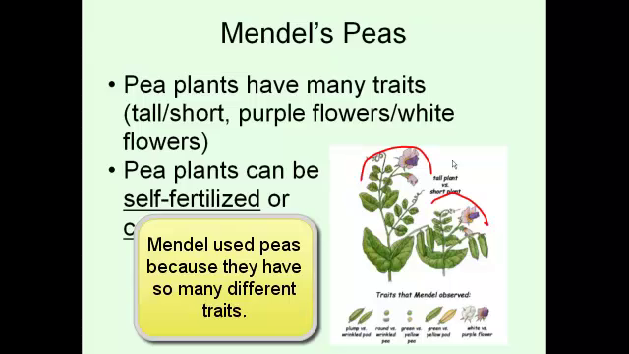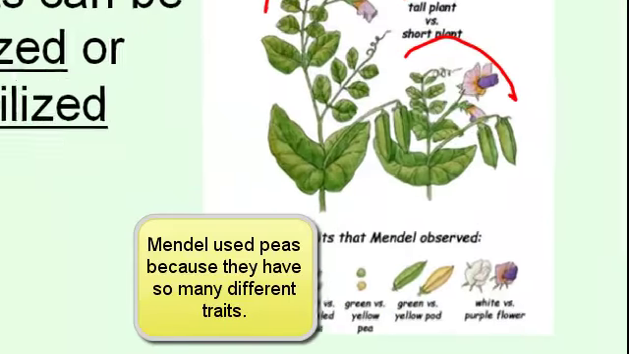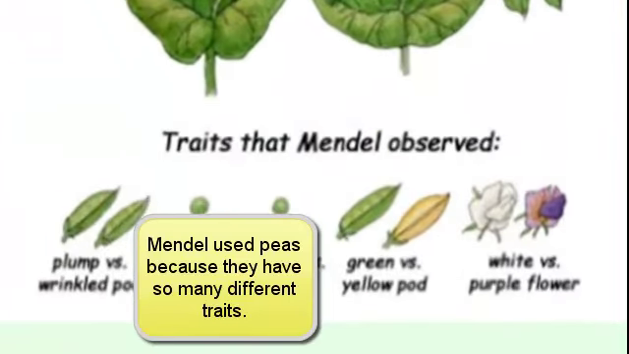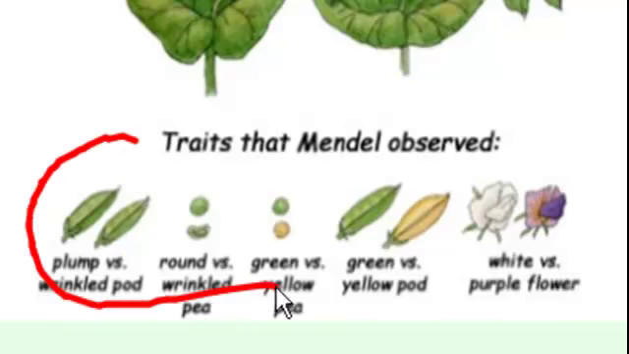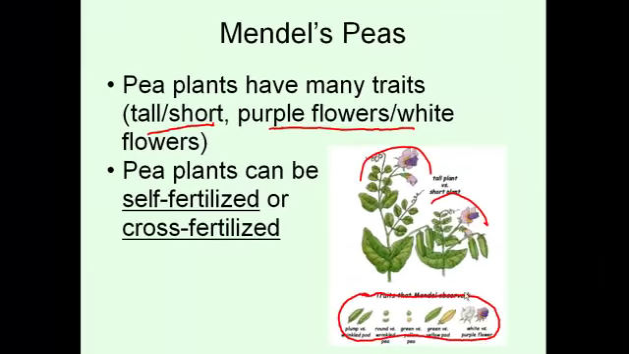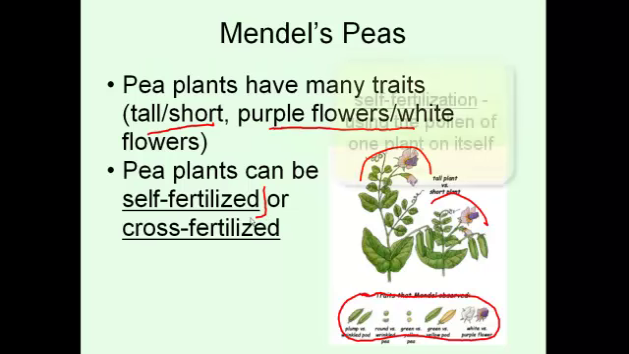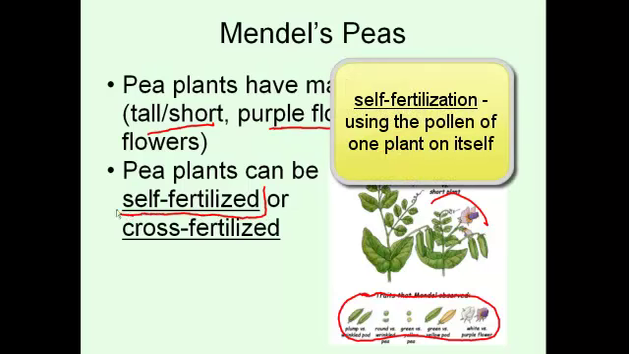So pea plants have a lot of different traits. For instance, they can be either tall or short, or they can have purple flowers or white flowers. And if you look down here, there's some other traits that he looked at. He took some plants, and some of them he self-fertilized. So self-fertilized means that the plant pollinated itself.